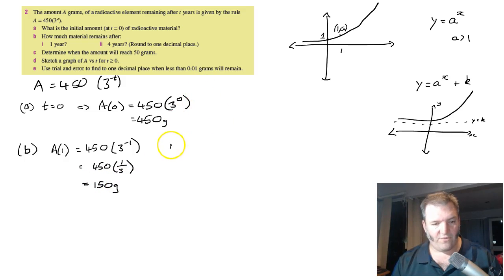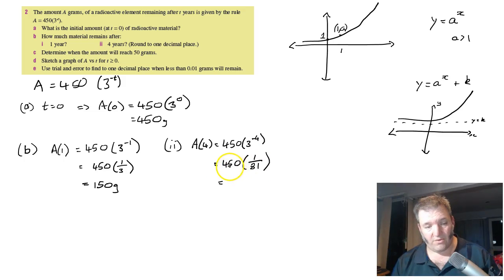How much remains after 4 years? B part 2. A of 4 is going to be 450 times 3 to the negative 4. That's the same as 450 times 1 over 3 to the power of 4, and of course 3 to the power of 4 is 81.